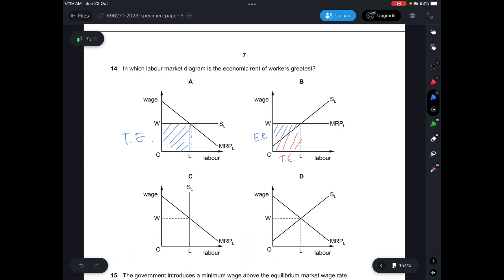Alright, so if you look at C, the supply curve is perfectly inelastic, therefore the entire portion here would be your economic rent. And then for D, the supply curve is elastic, but it's not very elastic. The entire point here would be your economic rent, and the one on the bottom would be your transfer earning. Okay, so the diagram with the greatest economic rent of workers would have to be C, because the economic rent is the entire area.